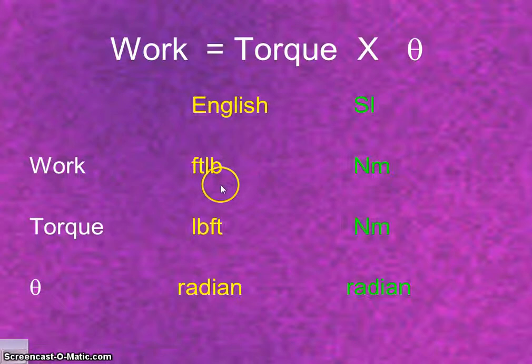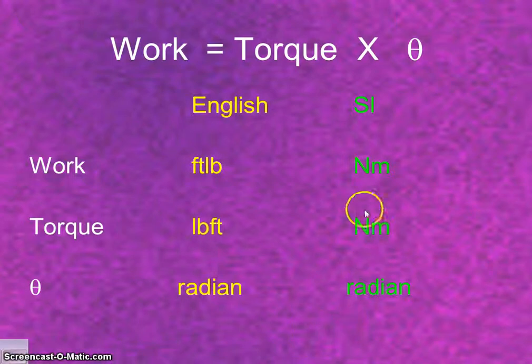So let's take a look at our units. Work is in foot-pounds. Torque is in pound-feet. So that, like I said, when you're reading a problem, you can differentiate the two. And look what theta is in. It is in radians. So you're going to have pound-feet times radians is going to give you foot-pounds. And then in the SI system, your torque is going to be in Newton meters times radians. It's going to give you Newton meters. Radians basically disappears when you use it.